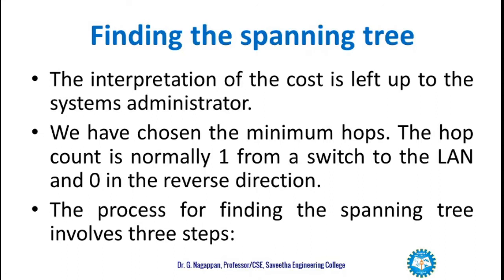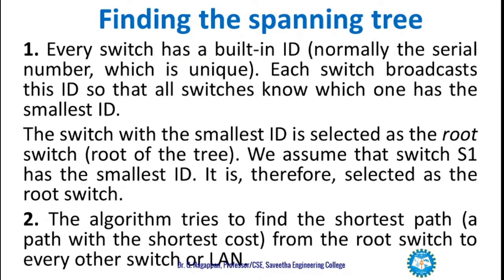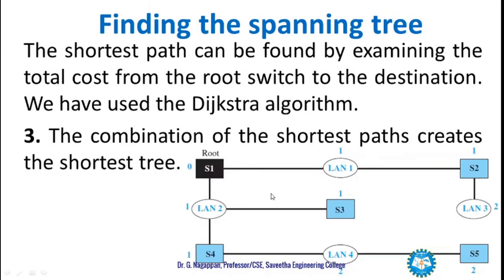And the process of finding the spanning tree involves 3 steps. This is what we were talking about. The smallest ID is selected as the root switch, and we assume switch 1 has the smallest ID, so it is selected as root switch. The algorithm tries to find the shortest path, a path with the shortest cost from the root switch to every other switch on the LAN. So when you try like this, you will get such a result.